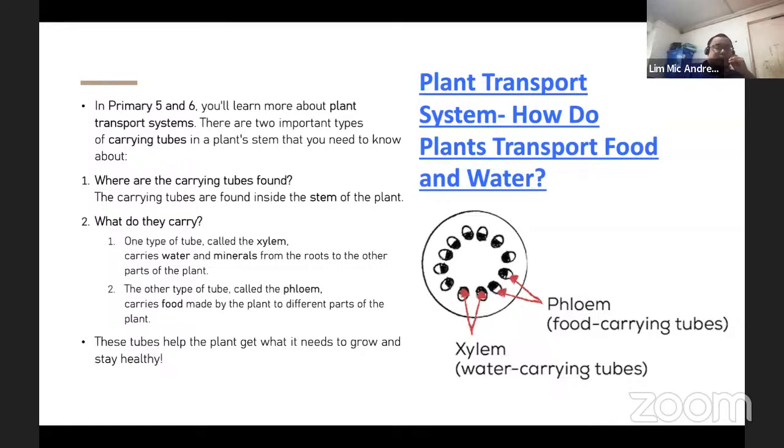The other tube, called the phloem, carries food made by plants to different parts of the plant. So xylem is a one-way direction. However, phloem is a two-way direction. It can go up, go down, go sideways. There is no restriction. These two tubes help the plants to get what they need to grow and stay healthy.